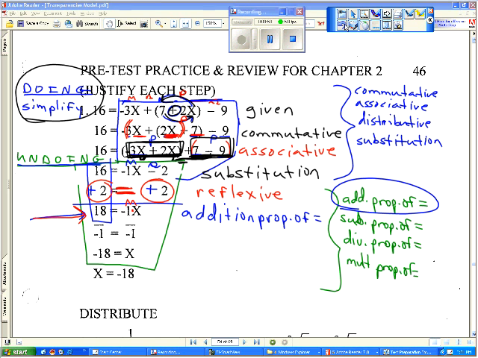We're going to undo multiplication. And what undoes multiplication? Division. So we're going to divide both sides by negative 1. So we have 18 divided by negative 1 is negative 18. When you undo multiplication by division, you're using the division property of equality. The result of that division is here. Notice we skipped a line when we put division property of equality.